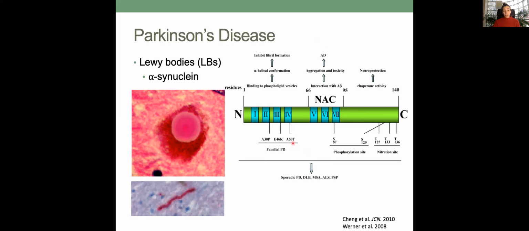Like with APP, there are several mutations from different families that have been identified. And since this graphic came out in 2008, there have actually been two more mutations identified that are also over here on this alpha-synuclein gene called SNCA. Like with Alzheimer's disease, familial cases are typically considered to lead to early onset Parkinson's disease compared to sporadic cases, which typically have a later age of diagnosis.